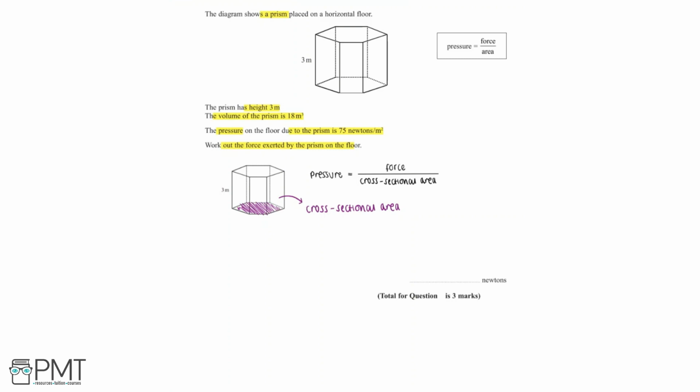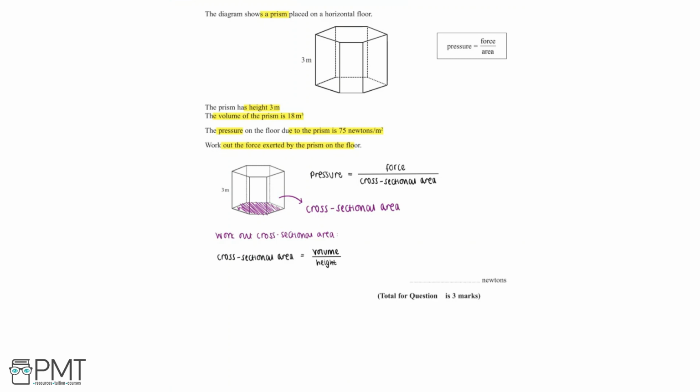And so in order to find the force using the formula, we need to find the pressure and the cross-sectional area. Now we already know that the pressure on the floor due to the prism is 75 newtons per meter squared. And in order to find the force, we need to work out this cross-sectional area. We're told that the volume of the prism is 18 meters cubed, and we know that the prism has a height of 3 meters. And so we can say that the cross-sectional area is equal to the volume of the prism divided by the height.